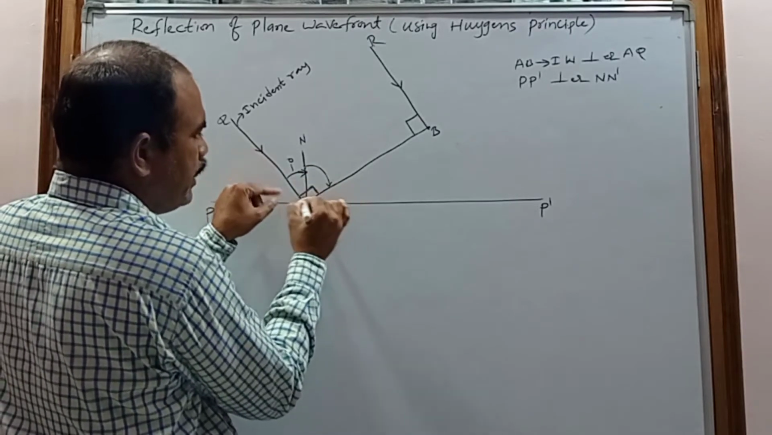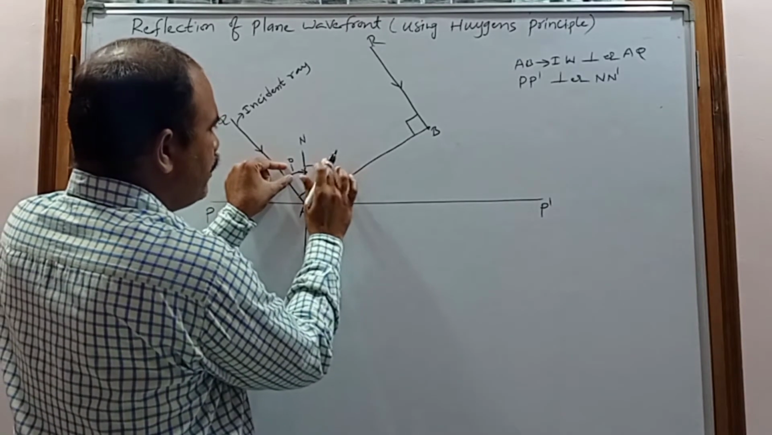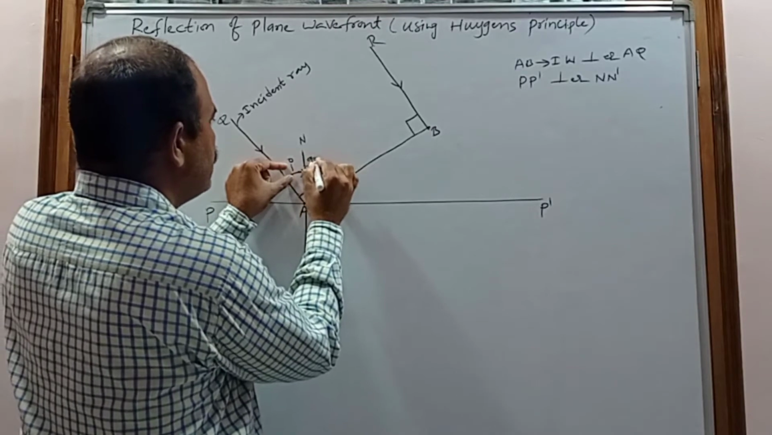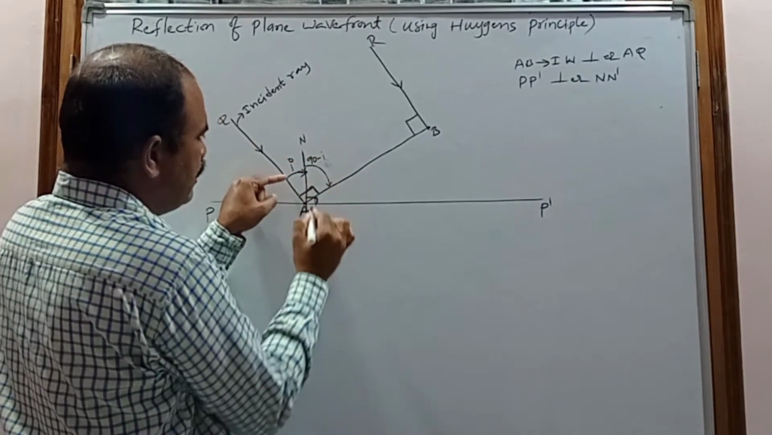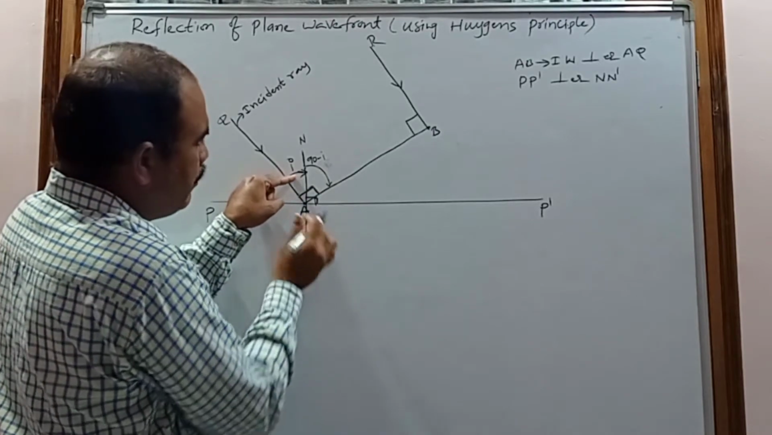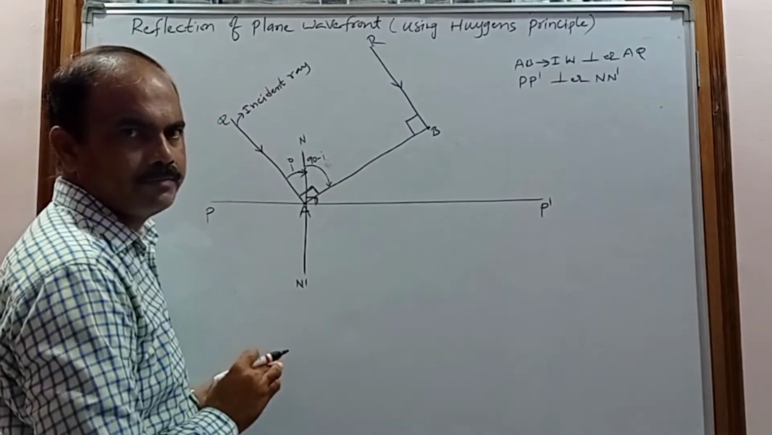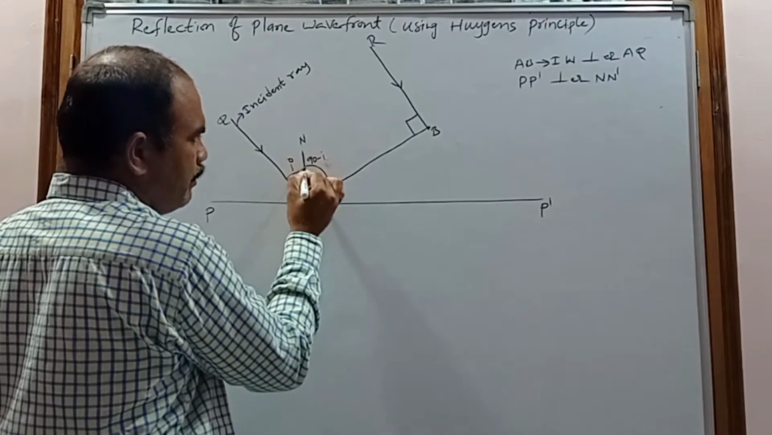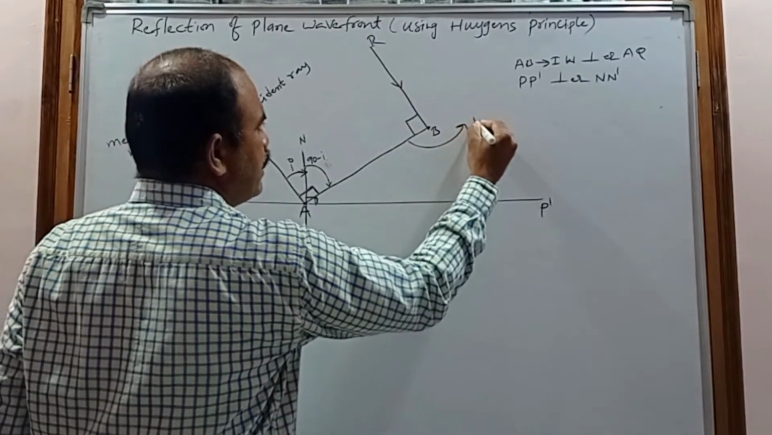Actually this is total 90. If we subtract I from this 90, how much does it become? 90 minus I. So this angle is 90 minus I, and the total is 90 up to here. Now you have the angle between this normal and the incident wavefront. So this will be called the incident wavefront.